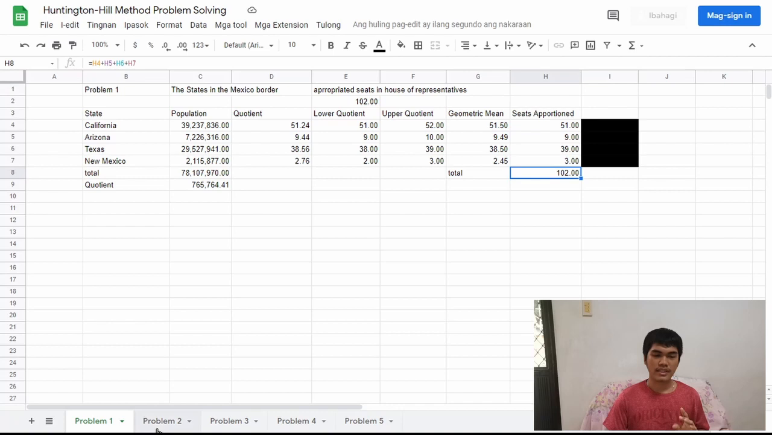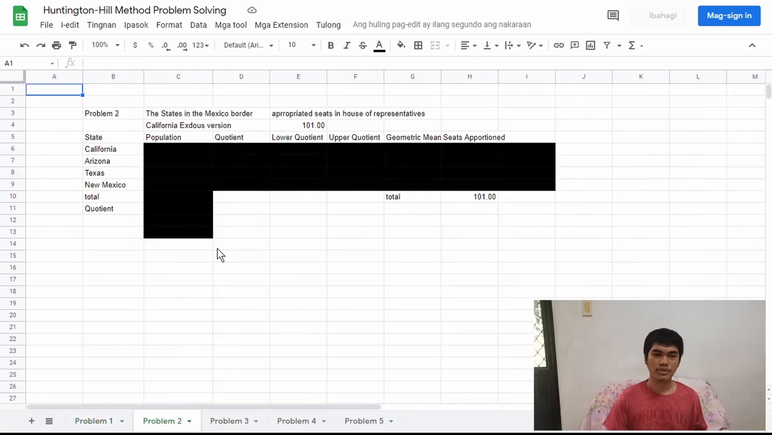So the next one, problem 2. We have a twist to these states on the Mexico border. What if most of the Californians get out of their state? This is a phenomenon called the California Exodus.